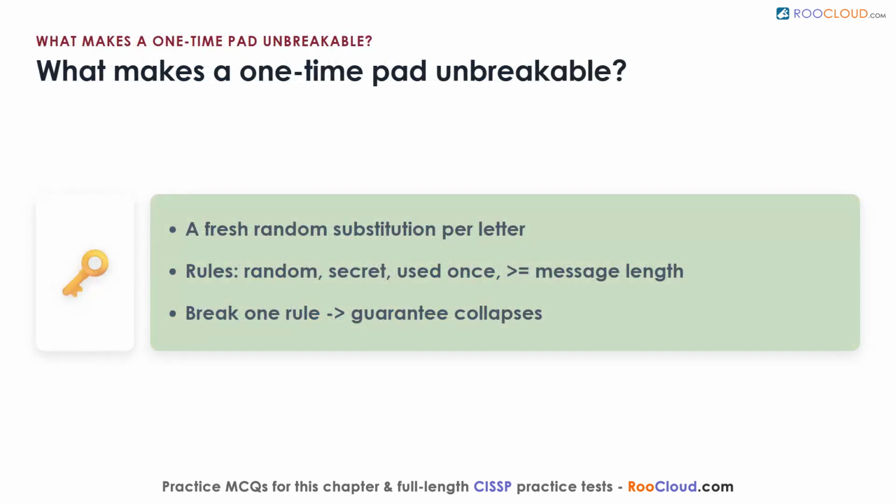What makes a one-time pad theoretically unbreakable? A one-time pad uses a different random substitution for every single letter, so no pattern ever survives to be attacked. Get it exactly right and it cannot be cracked, even in theory.